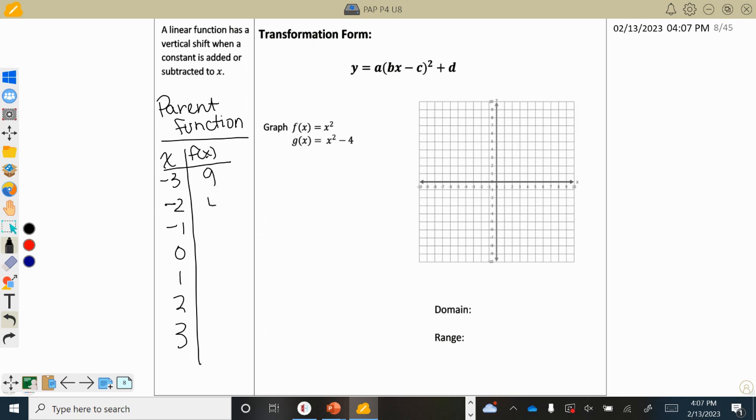-2 squared is a +4. -1 squared is a +1. 0, and then 1, 4, 9. Okay? So there's our parent function. I'm going to go ahead and graph it over here on this graph, because we always want to start with the parent function, especially if we're going to be comparing things.